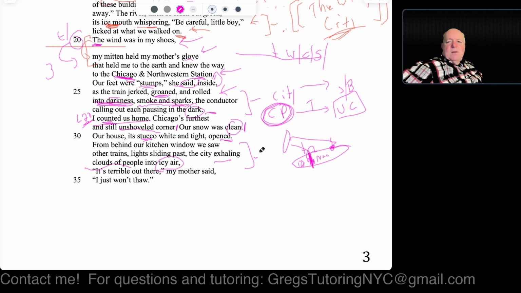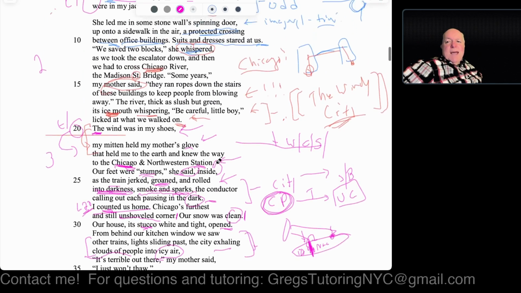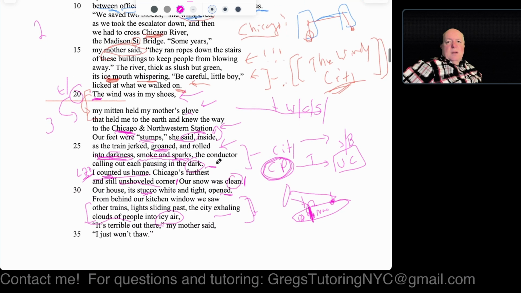And I don't know if the window they're talking about is being used as a metaphor or not. I think kind of it is. But basically, they're seeing more trains still coming, and the city is exhaling people into the icy air. What is that talking about? Right? That can be a challenge to figure out really what the author is trying to communicate to us about what is happening in the story here, and especially if we come full circle.